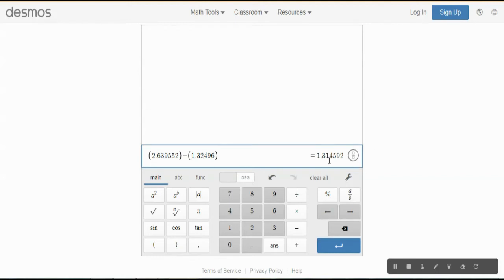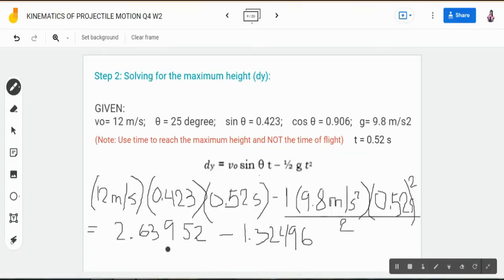Ayan. So, nakita nyo, ito yung ating sagot. 1.314592. So, hindi natin siya bubuuin. Instead, dalawang decimal places lang yung kukuhanin natin. So, hindi natin siya pwedeng i-round up, no? So, ang sagot lang natin is 1.31. So, ito yung ating final answer.